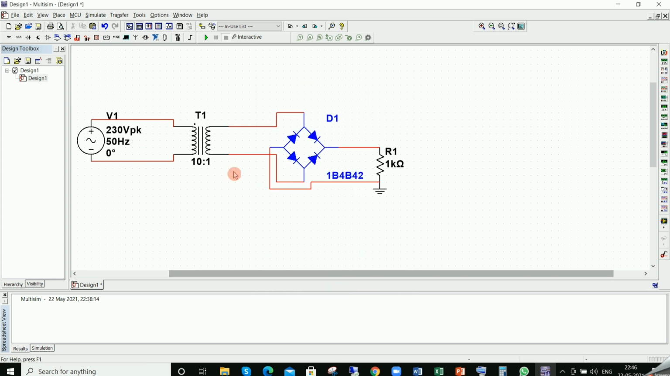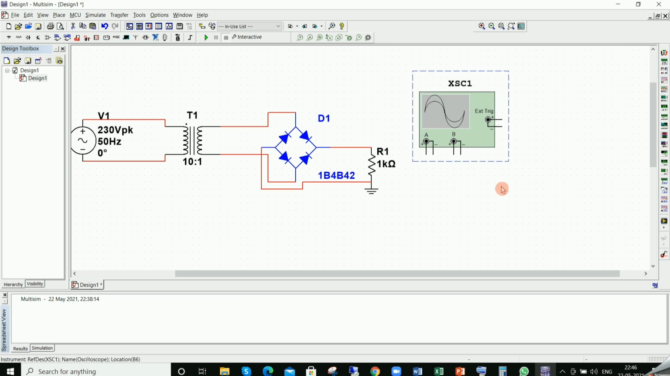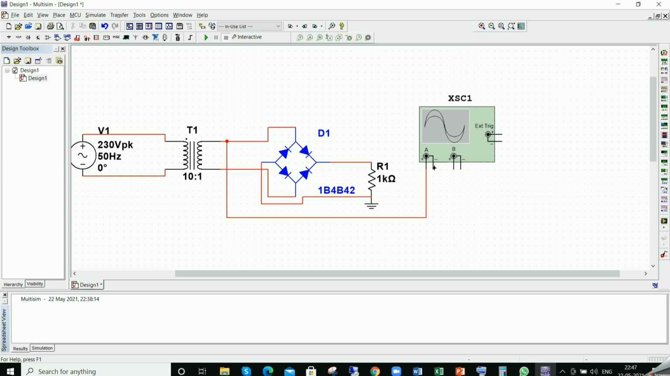okay. To see the waveform, we use an oscilloscope. Oscilloscope is available on the right hand side. This is a dual trace oscilloscope, means we can see 2 waveforms at a time. For channel A, the transformer output is connected. This is the negative terminal. For channel B, the output of the load resistance is connected.